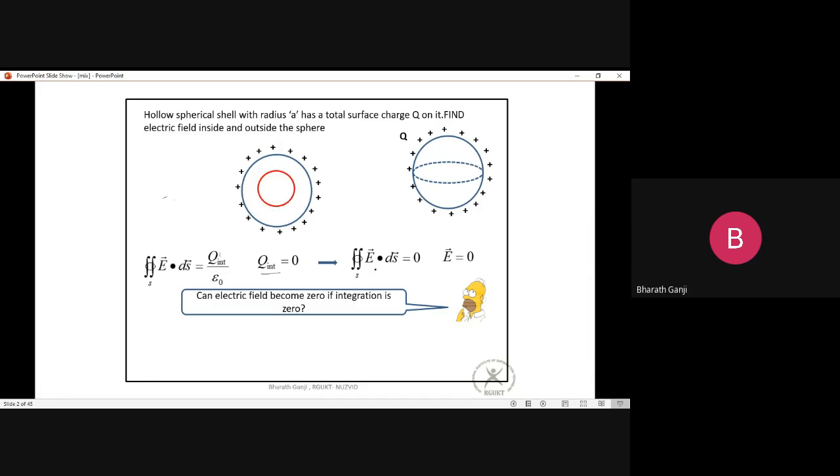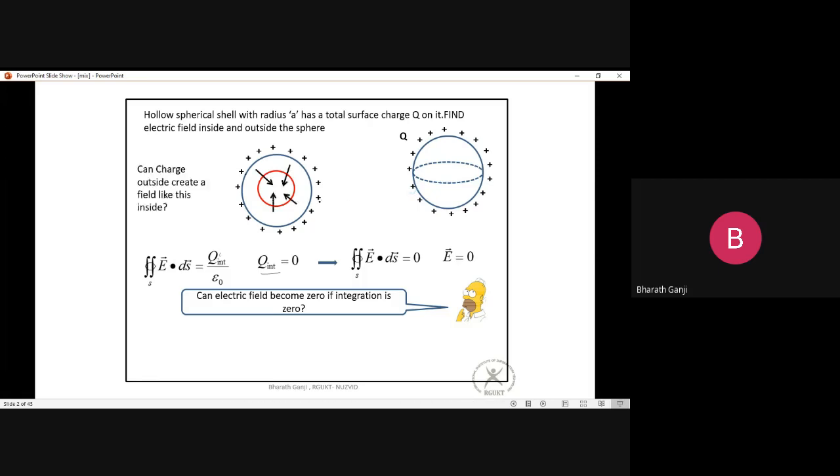Then if the integral is zero, there is only one way, sir: the electric field should become zero. And it is becoming zero not because there is no electric field inside, it is the net electric field that is becoming equal to zero. For example, at this location this charge is creating a field like this, this one is creating a field like this, and this one is creating a field like this, and so on. Different charges are creating fields in all directions, you can see. When you calculate the net electric field at any point, because of all the charges, the electric field becomes zero everywhere inside. This is happening only because of the symmetry of the charge distribution and the spherical surface.